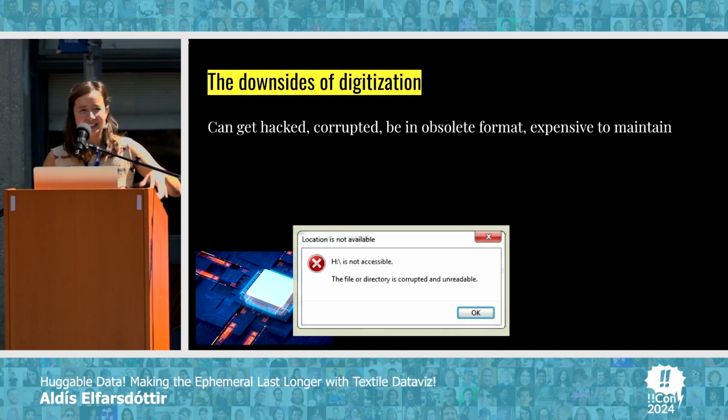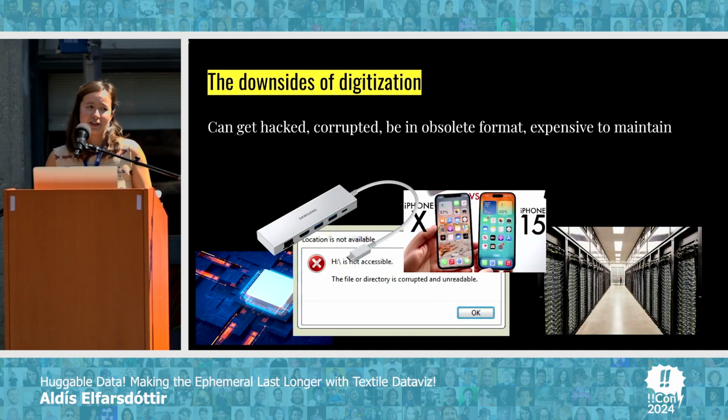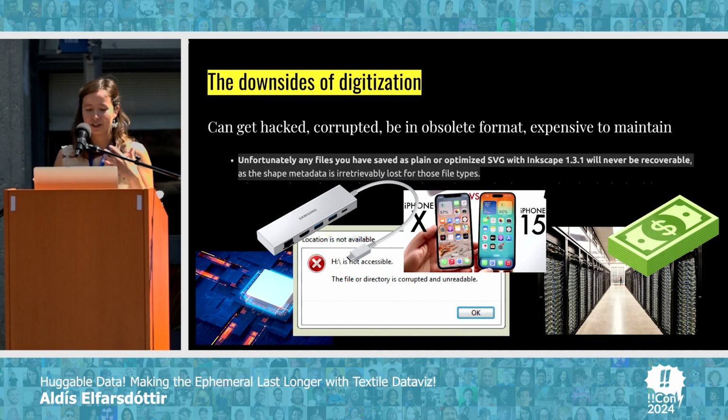On top of that, we could get hacked, your data could get corrupted, there's planned obsolescence on a corporate scale for different iPhones having different charging points, for example. And it's expensive to maintain the physical spaces where all of our data is getting stored around the world, not to mention also harvesting the raw materials for this. I ran into an example recently about file obsolescence, where they literally said in their website update that any files you saved as this particular form of SVG will never be recoverable, and shape data is irretrievably lost for these file types. So that's what we're dealing with in this rapidly changing age with each new software update.